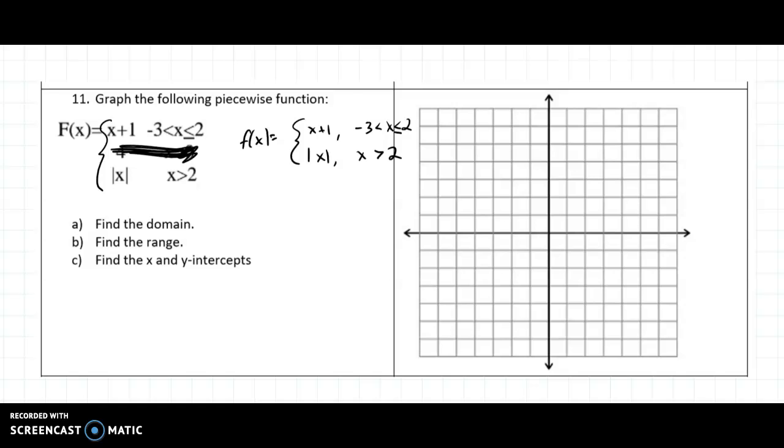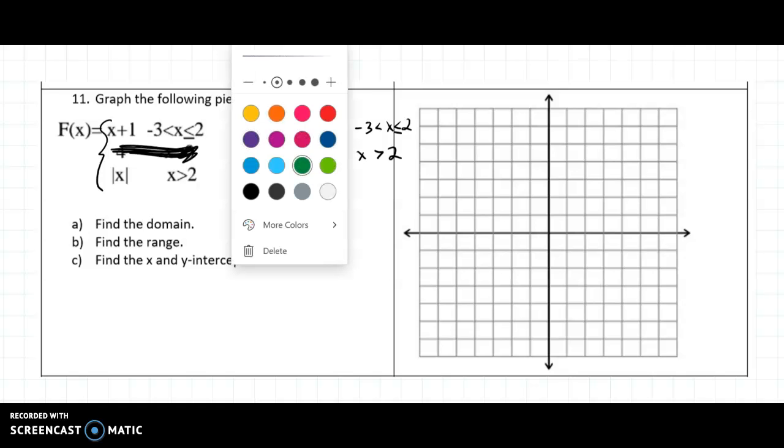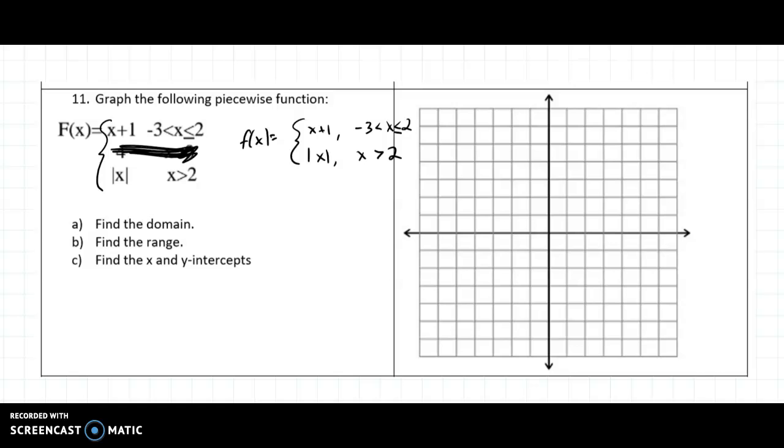So let's look at this the same way we did with the previous one. What is the transition point between this one and that one? Well, it's at 2. And then we should also look at this other transition point here at -3. So I'm going to put a tick there, and that is the space. These are the x values right here where we're going to graph this first function, x plus 1.